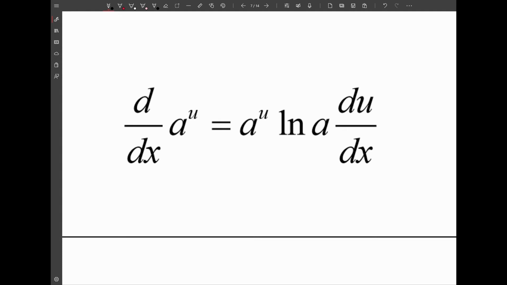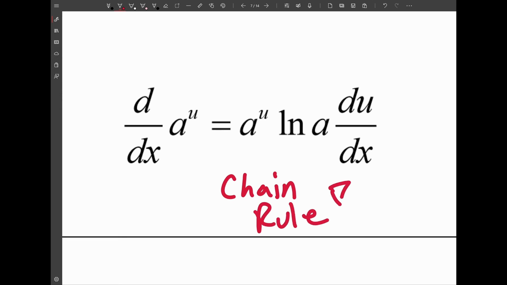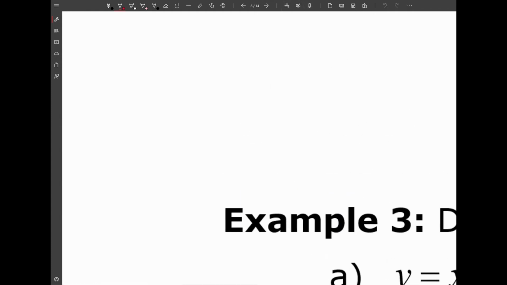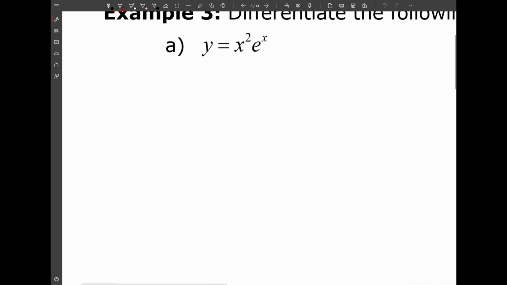The derivative of a to the power of u is a to the power of u times the natural log of a times du dx. That's just chain rule again. So this is just the chain rule version. Don't forget your chain rule. It's really important. Okay, now that we've got those under our belts, we can jump into some examples.